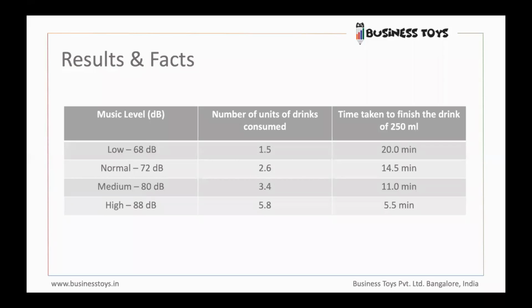That was when the music volume was low. When it was normal, around 72 decibels, which is a normal sound, like when we speak normally, it's around 2.6 units of the drink. So if you see here, the number of units of drink has increased and the time has decreased, right? Again, when it increases to medium and then high, the number of units of liquor consumed increases, and at the same time the time taken to finish the 250 ml drink decreases, right?